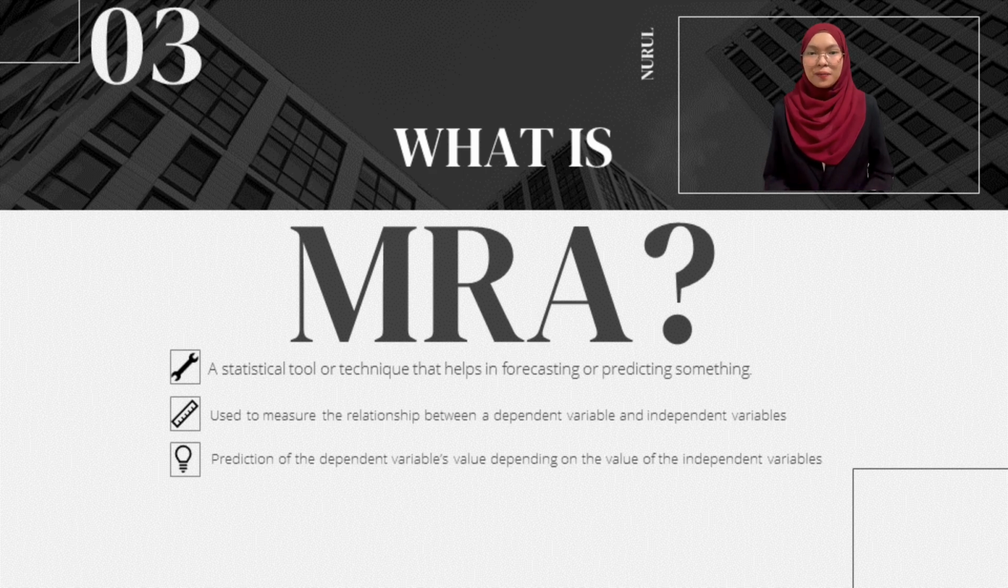What is MRA? MRA, or multiple regression analysis, is a statistical tool or technique that helps in making predictions or forecasting something and also helps in decision making. It is also used to measure the relationship between one dependent variable and numerous independent variables. The predicted value of the dependent variable will depend on the values of the independent variables.